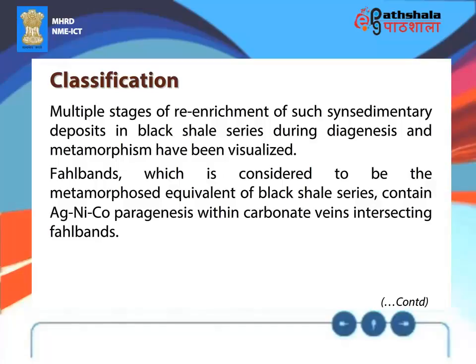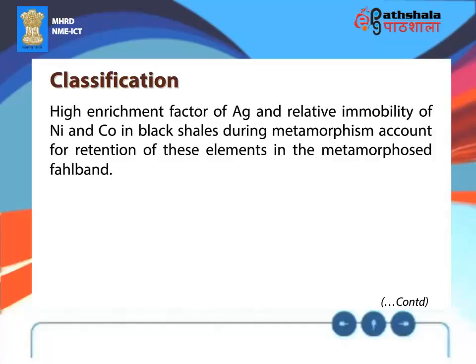Fahlbands, which are considered to be the metamorphosed equivalent of black shale series, contain silver, nickel, cobalt paragenesis within carbonate veins intersecting fahlbands. High enrichment factor of silver and relative immobility of nickel and cobalt in black shales during metamorphism account for retention of these elements in the metamorphosed fahlband.